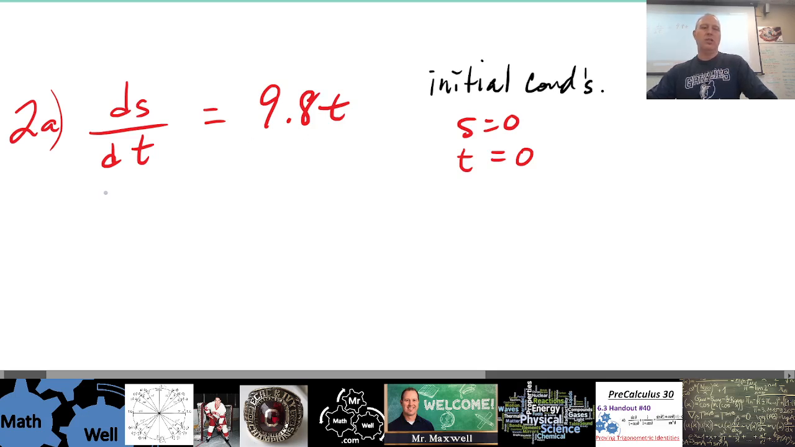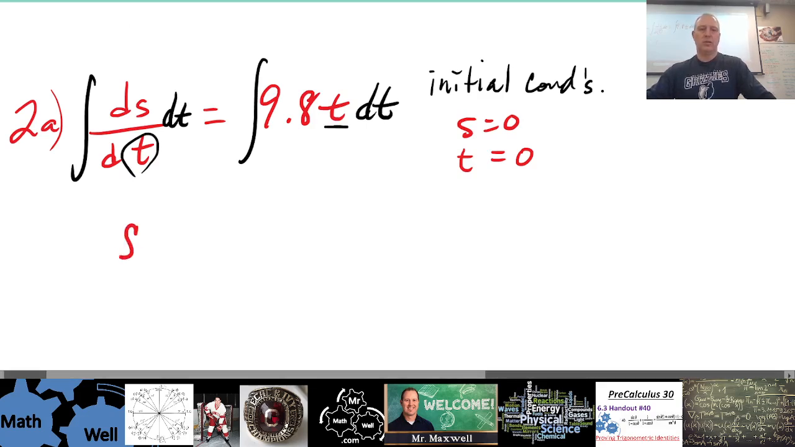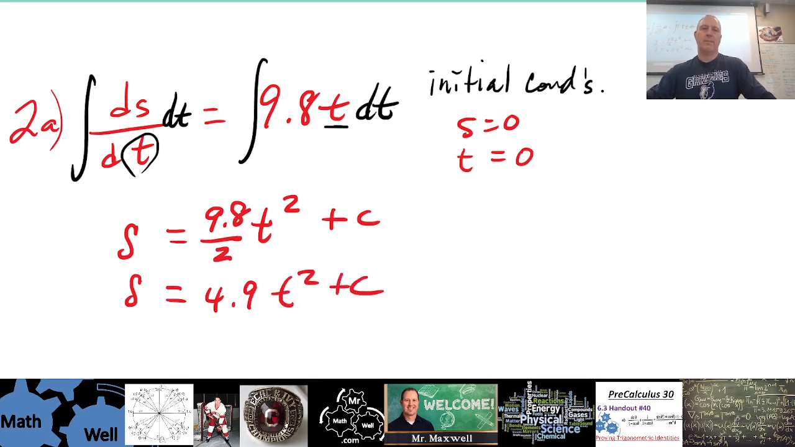But if we do this, we take the integral of both sides with respect to t, because that's the variable that I see, and that's the variable that's down here, and that's the variable that's in this equation. And so this turns into just s equals, now this t to the 1 is going to go to the 2, so this is going to be t squared, and this is going to be 9.8 divided by 2, plus c. So s is 4.9t squared plus c.